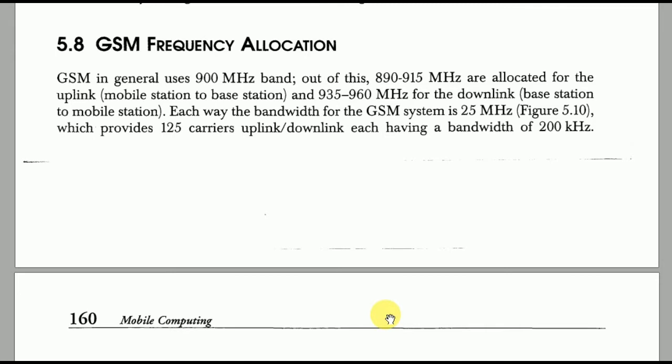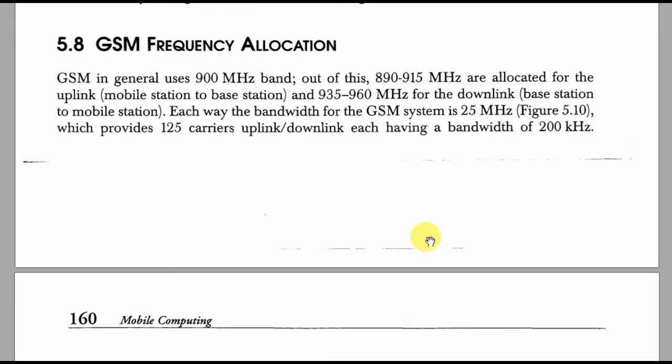In this video, we will discuss GSM frequency allocation. GSM generally uses the 900 MHz band. Out of this, 890 to 915 MHz are allocated for uplink. Uplink means mobile station to base station.